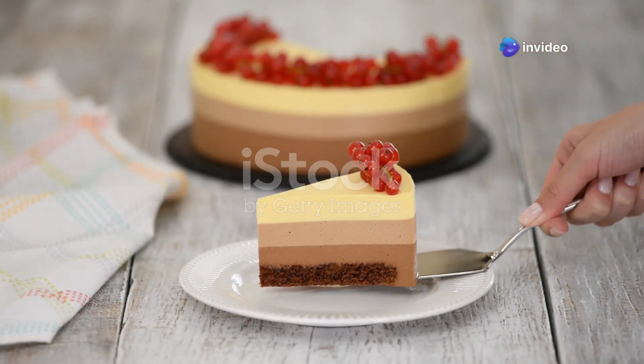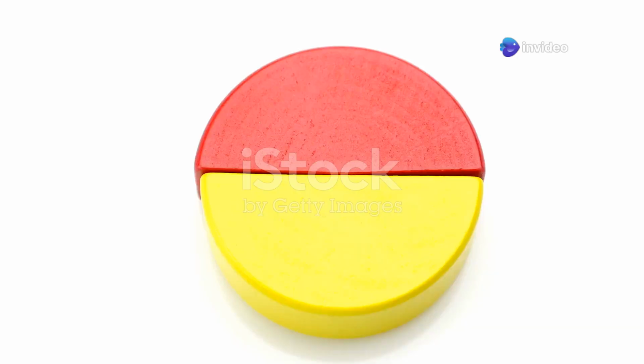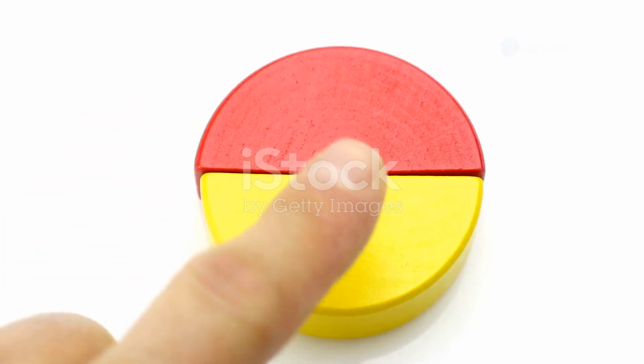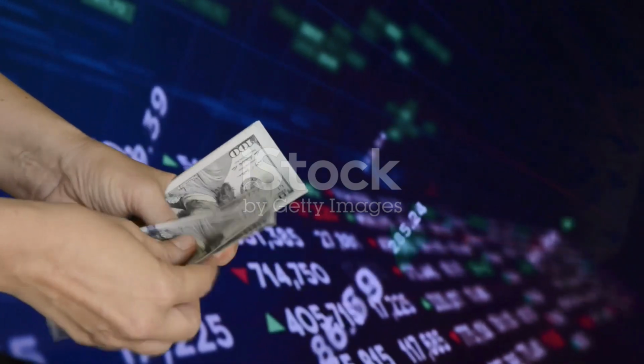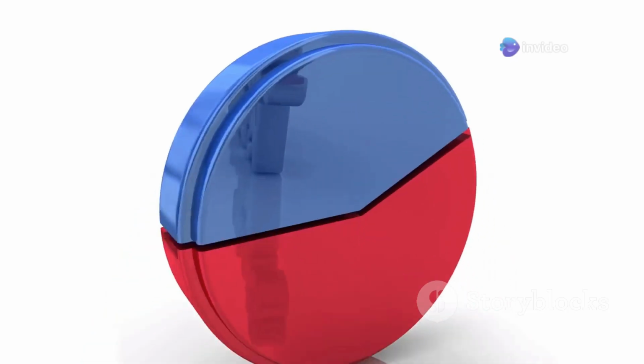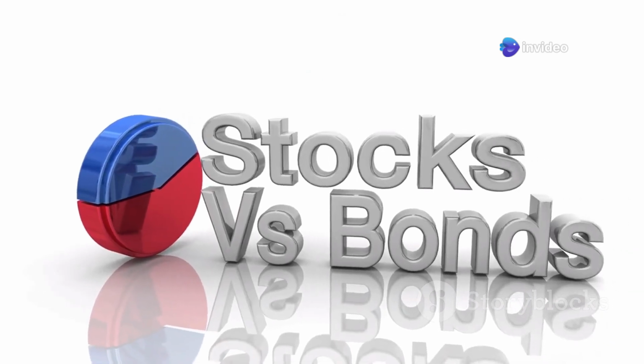Imagine a company like a giant cake. When a company needs money, it can cut this cake into small pieces and sell them. These pieces are called shares. People who buy these pieces become owners of the company. Each share represents a small portion of the company's ownership.